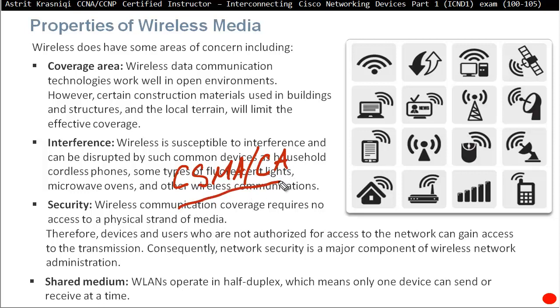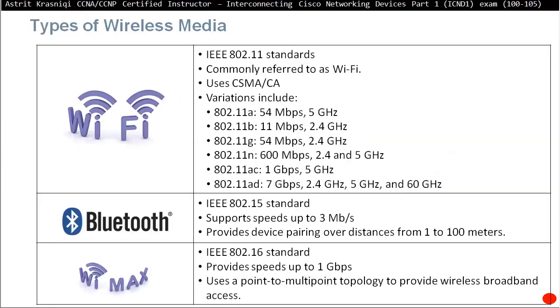So in this protocol, the wireless devices work. Types of wireless media. So we have Wi-Fi, we have Bluetooth, and WiMAX. These are some of the standards that you really need to remember for wireless. So IEEE 802.11, that's the main standard for Wi-Fi. Commonly it's referred to as Wi-Fi, and again it works with carrier sense multiple access, collision avoidance.